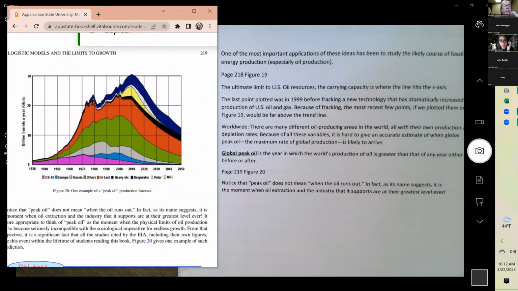So each of these peaks are different areas where it has a global peak because it went up and down. Figure 20, one example of a peak oil production forecast. And this is forecasted till 2050. Notice that US is this purple colored one. And we stay pretty uniform. We do hit a peak right here, but then it goes down. And we don't have anything.